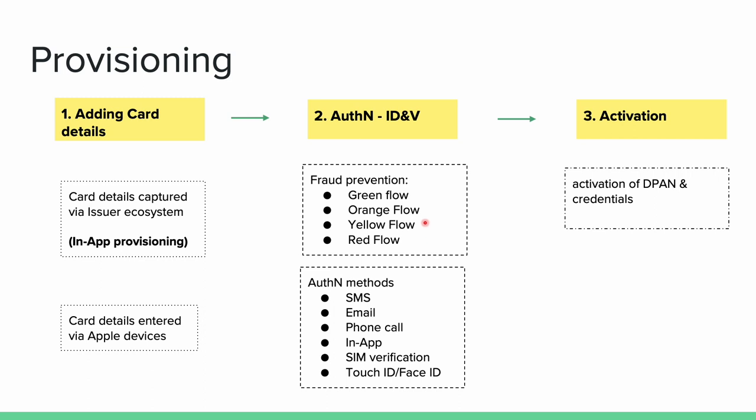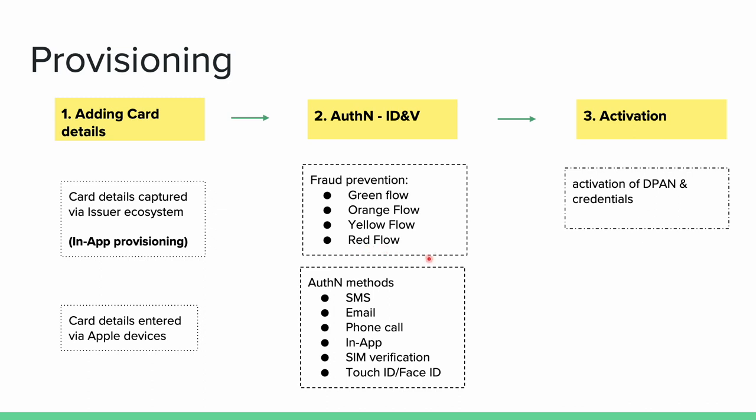If they say that this card is kind of risky, they put it into the red flow, where it is not provisioned. In case of a green flow, Apple recommends no subsequent authentication method. In case of orange or yellow, they recommend a second factor authentication. And if they decide not to recommend adding it, they provide a red flow.